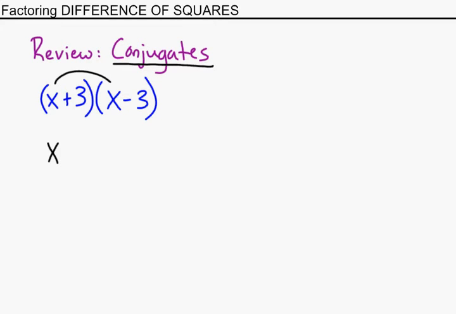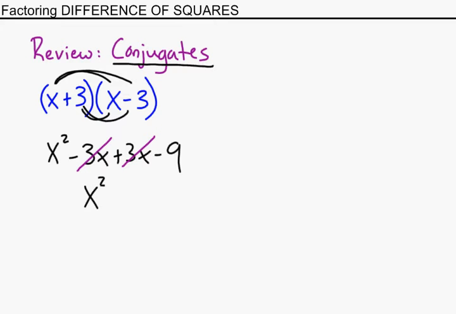So when I FOIL this out, I get x squared minus 3x plus 3x and minus 9. So the negative 3x and the positive 3x cancel out, and my final answer is x squared minus 9. A telltale sign that you're dealing with conjugates is that when you FOIL, you get a binomial. And notice here how it's a set of two perfect squares and they're subtracted.